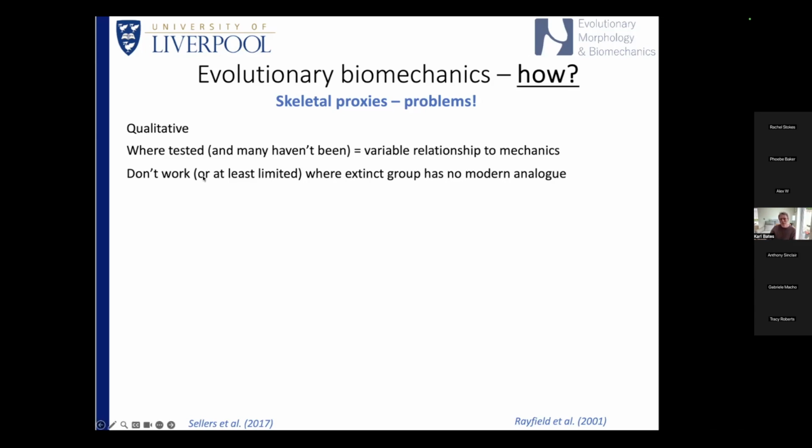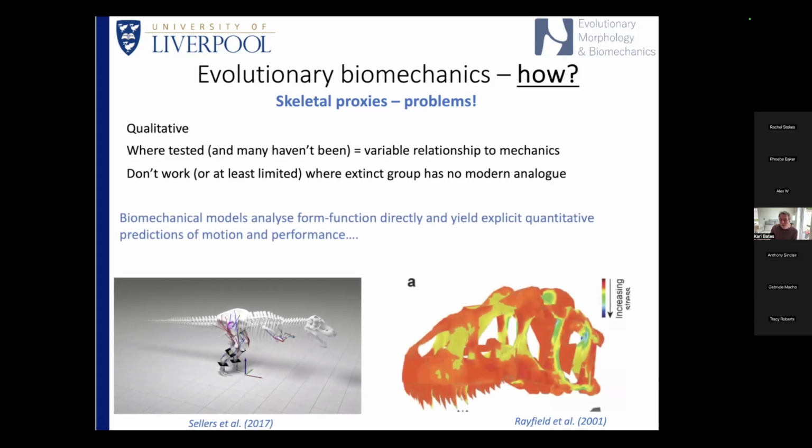And then in some cases, there can't really be a skeletal proxy because the extinct group has no modern analog. And if I use the T-Rex example again, we don't have any 8,000 kilogram bipedal animals with massive heads and small arms alive today. So there is a real limit in that particular example in a T-Rex to how well you can take skeletal proxies and use them to infer how a T-Rex lived and moved.